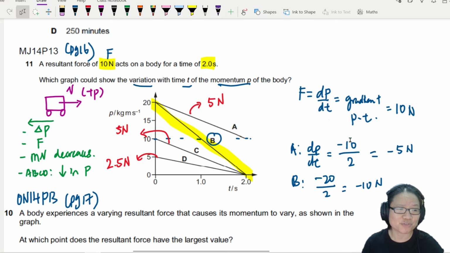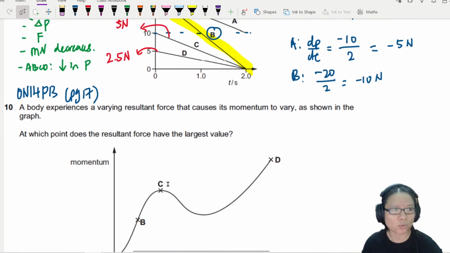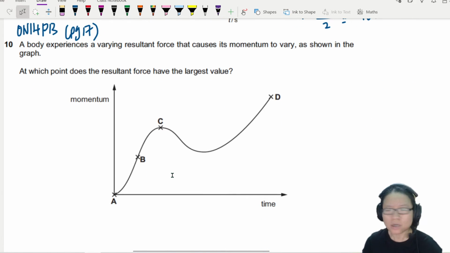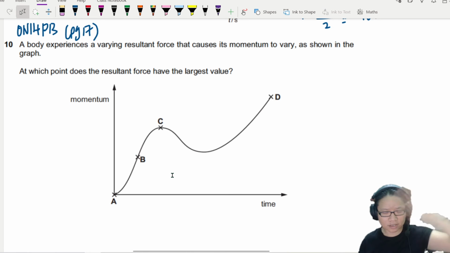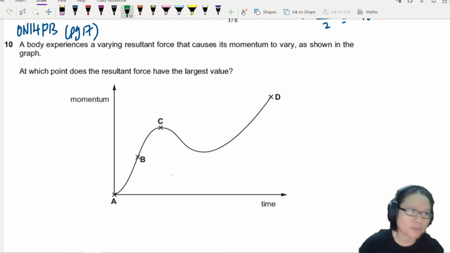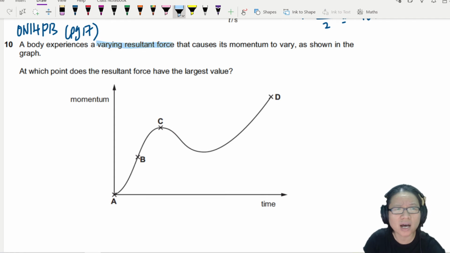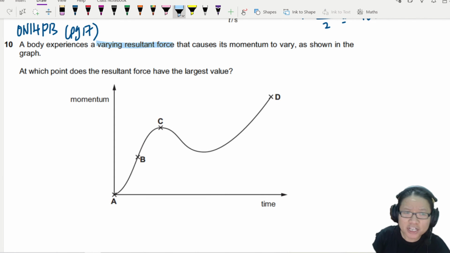All right, let's look at a different graph. This is on page 17, or winter 14 paper 13. Wow, this slopey graph. Anyway, a body experiences a varying resultant force. Wow, this resultant force keeps changing.